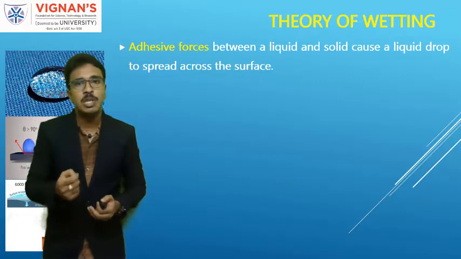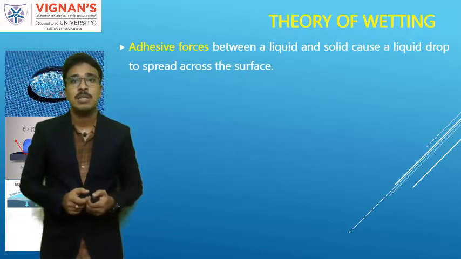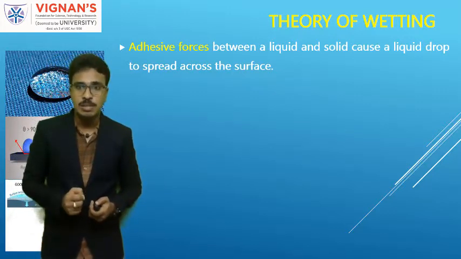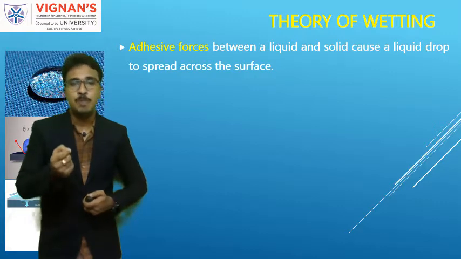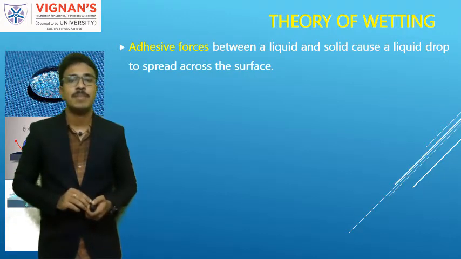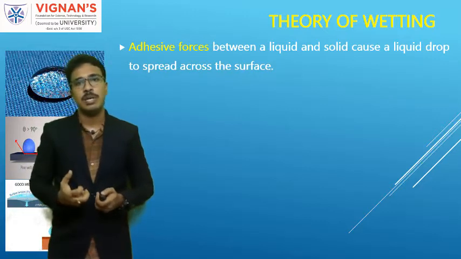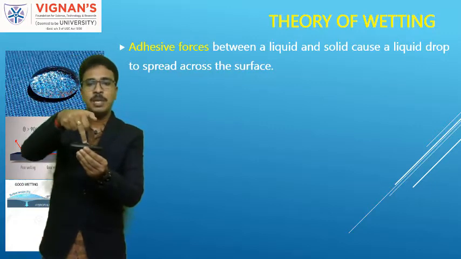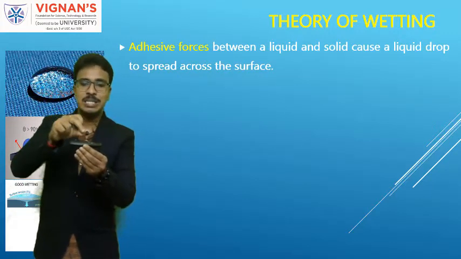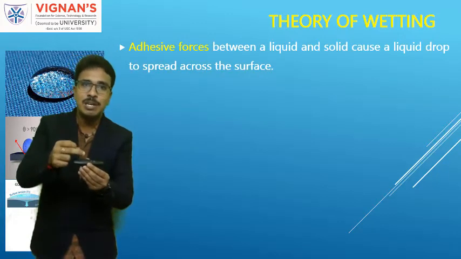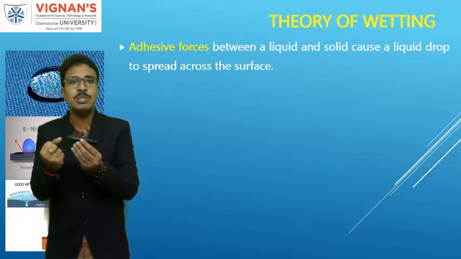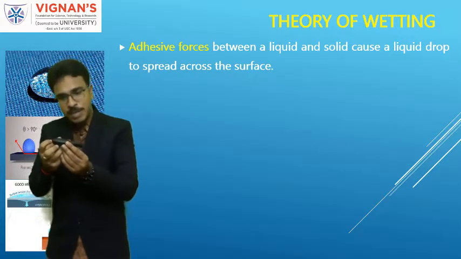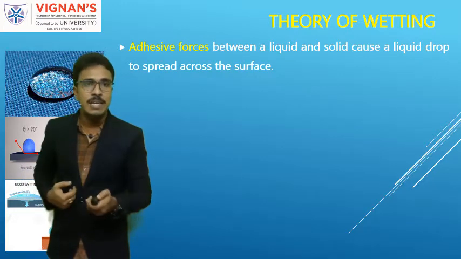Now, as I told you already, adhesive forces between liquid and solid cause a liquid droplet to spread across the surface of fabric. That means this is a solid, and you are putting a drop of water. So between the solid and this liquid droplet, if adhesive forces are more, that is, more attraction between the liquid and the solid surface, what will happen? The liquid will spread easily over the solid surface.